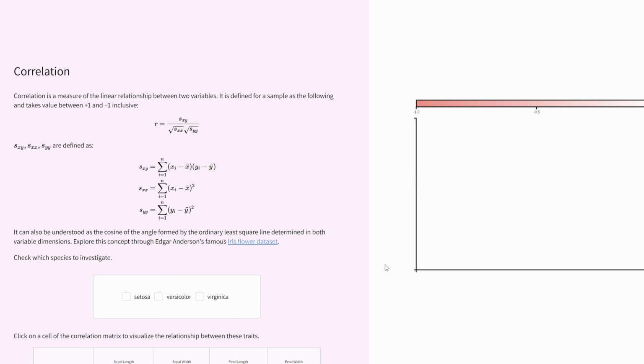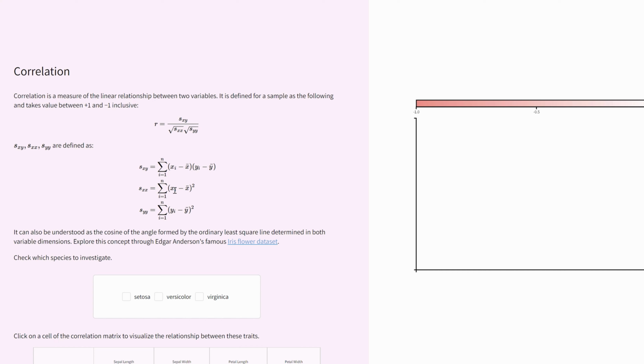Very, very cool. Correlation, all right. I guess another super misused tool in stats. Correlation is a measure of the linear relationship between two variables. I guess that's really what it is. It's trying to fit a straight line between things. Defined as a sample of the following, and takes values between plus and minus 1 inclusive. Cool. Pretty straightforward. These are all the definitions.